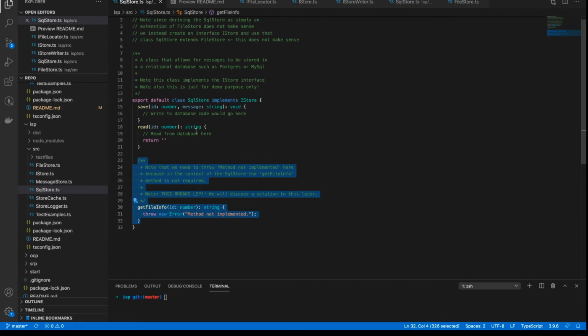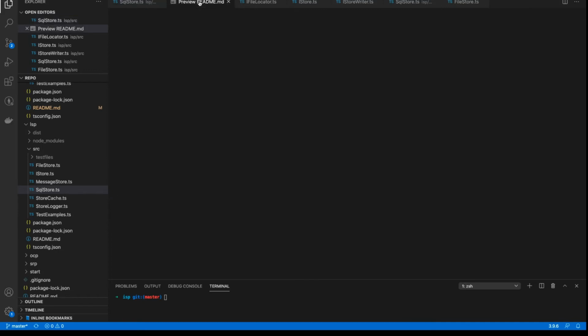Because what happened was, just for a recap, is that we produced this interface here, which was essentially a header interface. It contained all the methods of the file store class. And we basically applied it to our SQL store class and ended up having to implement a method that we don't need in the SQL store and therefore throwing this exception. And this is not good. This is breaking the Liskov substitution principle.